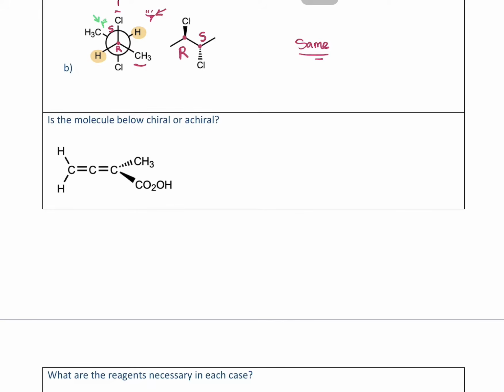Next question we have, is the molecule below chiral or achiral? So first of all, we have sp2 hybridized carbons all over this molecule, but another reason for this molecule being achiral is that we have a plane of symmetry here. So if we lay that molecule on a desk, on a flat surface, we see that that surface is literally the plane of symmetry for that molecule. So it's achiral.